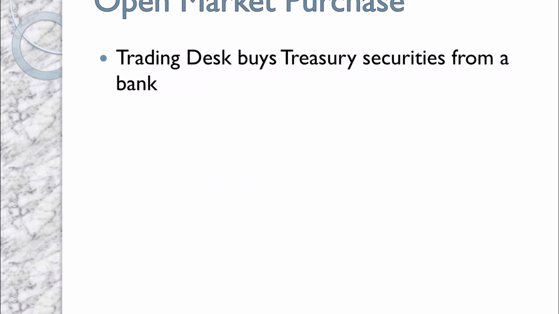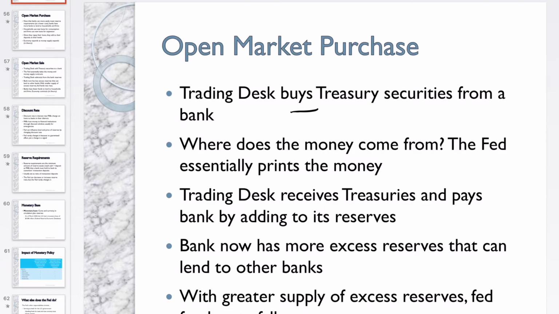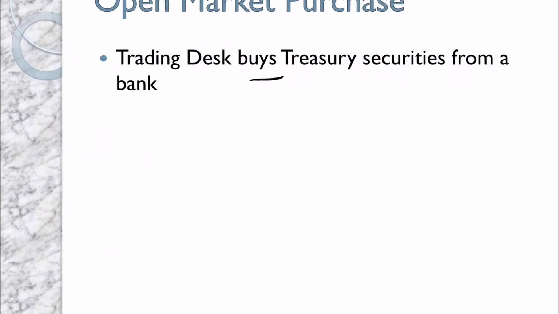So the first example that we're going to walk through is an open market purchase. This is when the trading desk at the Federal Reserve Bank of New York will buy Treasury securities from a bank. If they are buying Treasury securities, they want the federal funds rate to go down. So let's take a look at a hypothetical federal funds rate scenario.